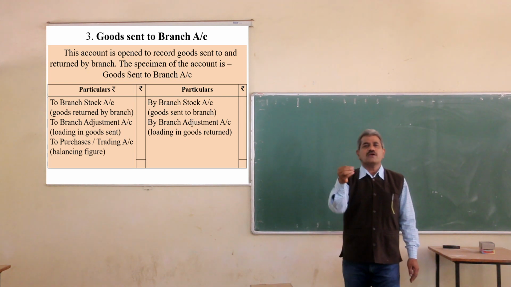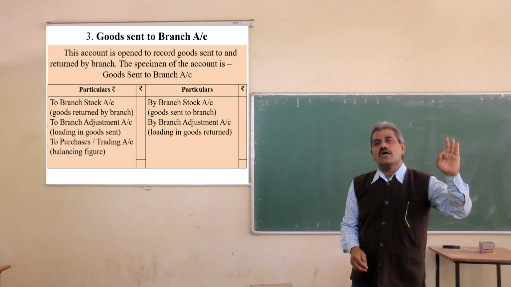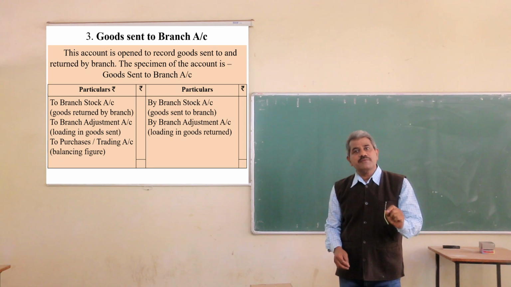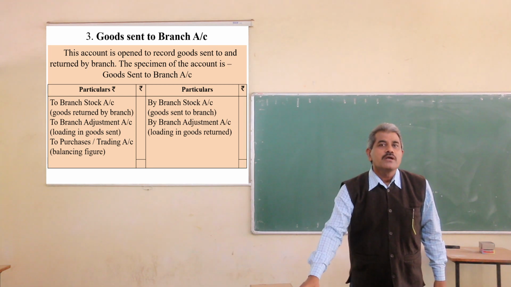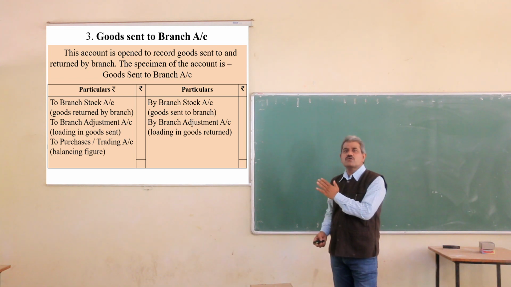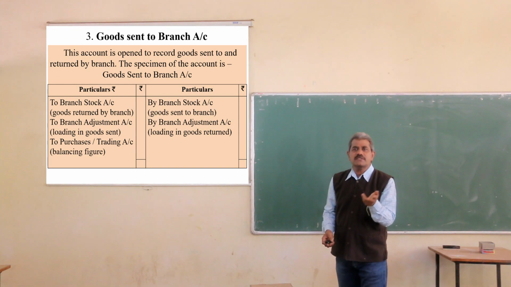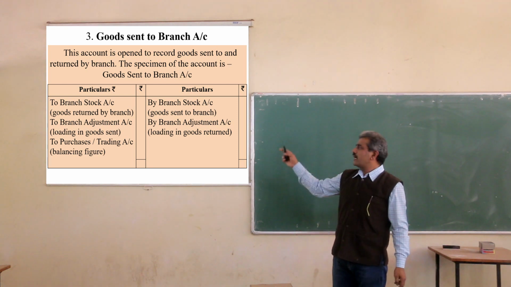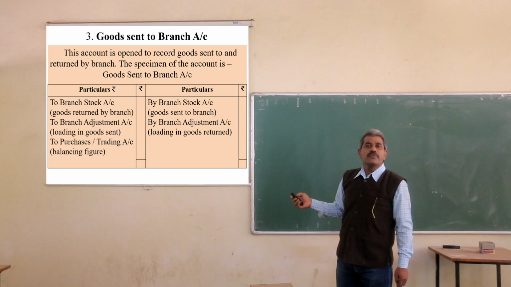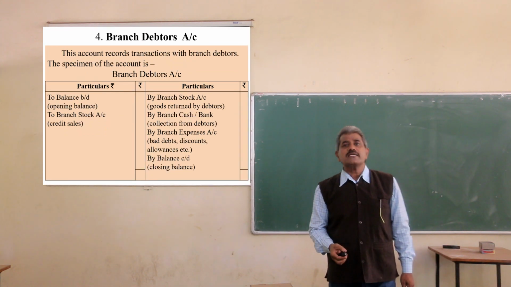Close the account, find out the balancing figure. This figure will be transferred to the purchases account or credit account. Just this account is opened to record goods sent, goods returned, and the loading on these goods items, and we will close the account and transfer the balance to the purchases account. Next is branch debtors account.